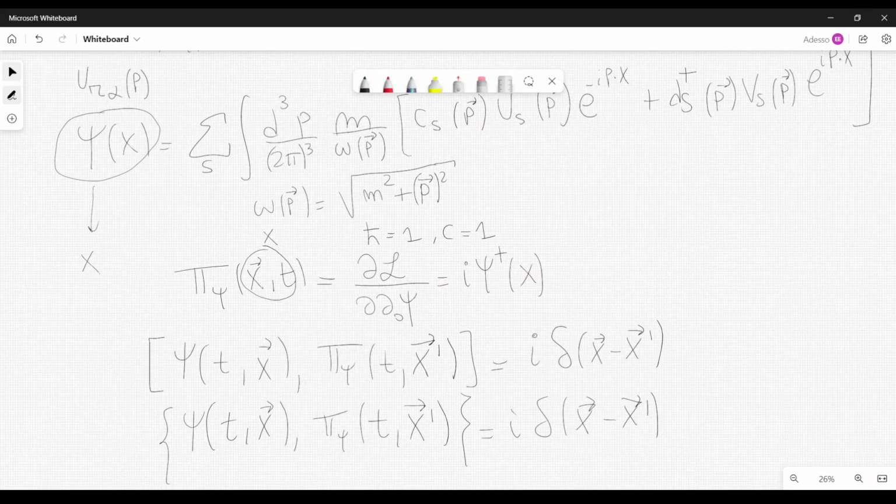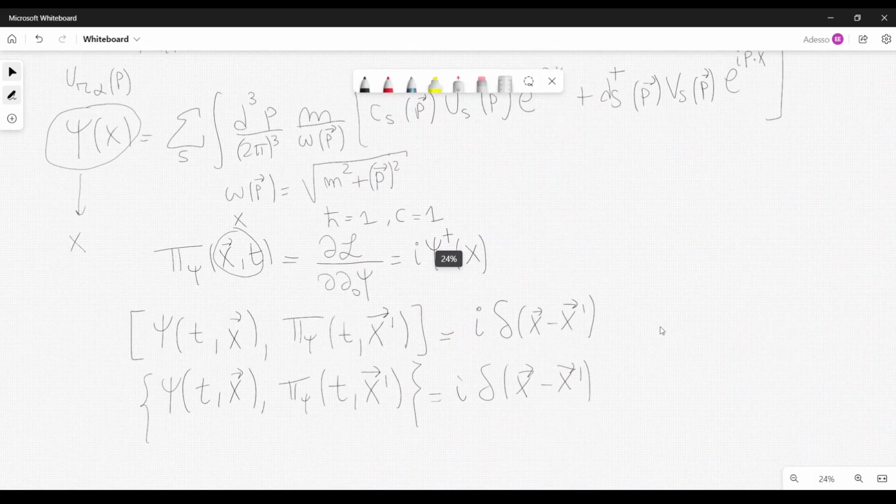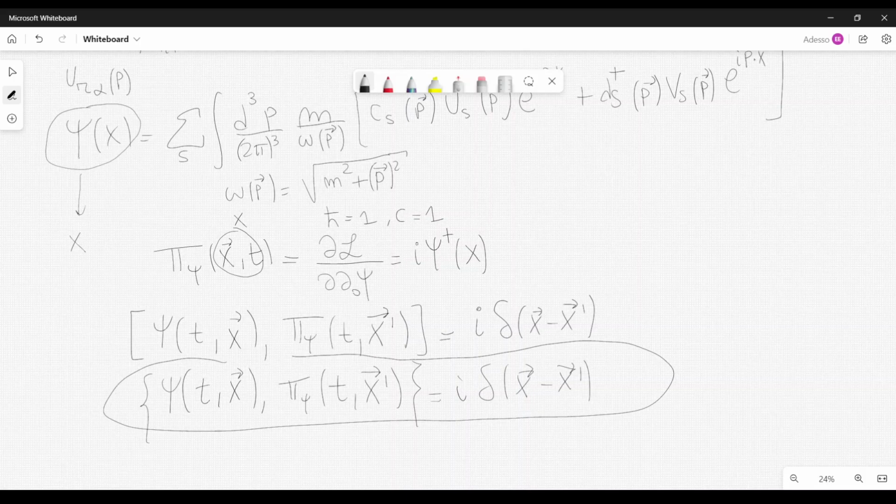And by using this relation, it is possible to derive the anticommutation relations between these operators, c_s and d_s dagger, because we know the expression for pi psi, which can be derived from the field theory. These are just some of the mathematical expressions that we can write for the Dirac field, and more of this is explained in the quantum field theory course.